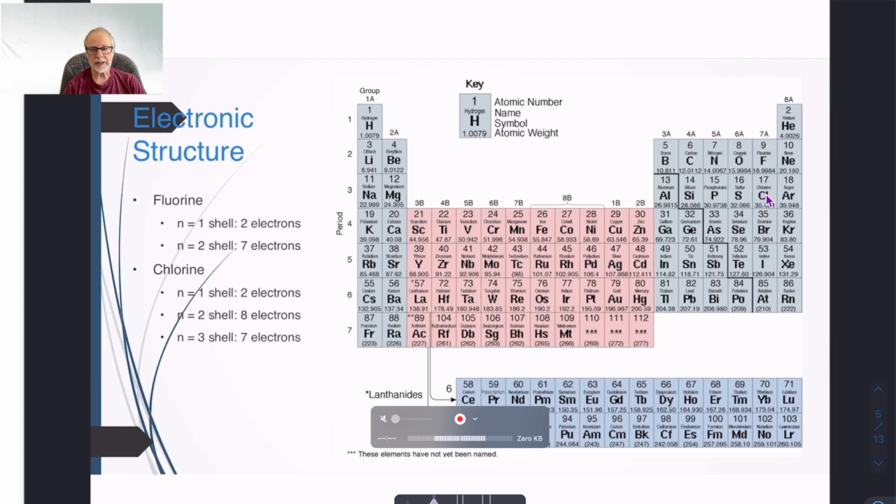shell. Chlorine adds a shell. We're going down to row 3 of the periodic table. So we have 3 shells that we're talking about. It has 2 electrons in the n equal 1 shell. The n equal 2 shell is completely full with 8 electrons. The n equal 3 shell has 7. And again, the valence electrons with fluorine and chlorine have the same number of valence electrons, and that means that they have very similar reactivity.